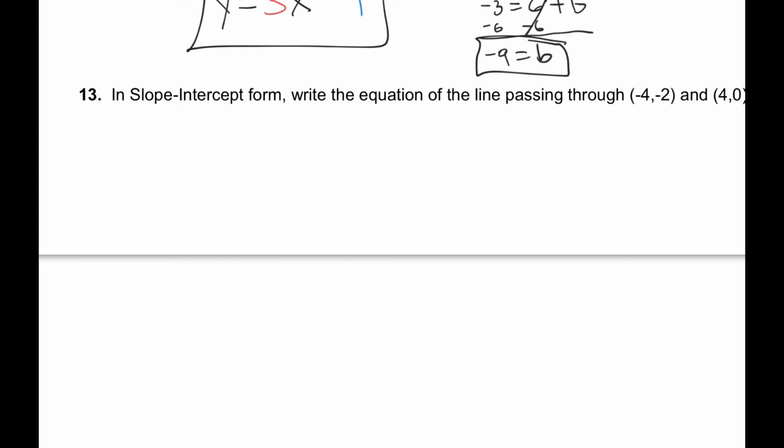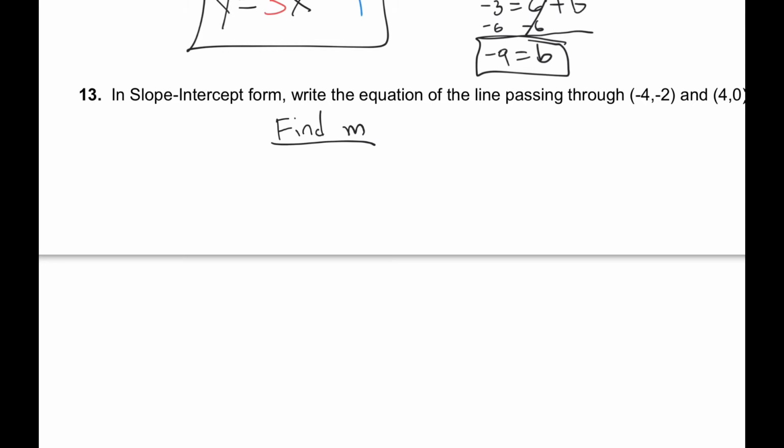Number 13 says, in slope-intercept form, write the equation of the line passing through the points (-4, -2) and (4, 0). So here, guys, we don't even know what the slope is. We have two points, and we do not know the y-intercept. So when we do not know the slope and the y-intercept, first find the slope. To find the slope, I'm going to put m for slope.